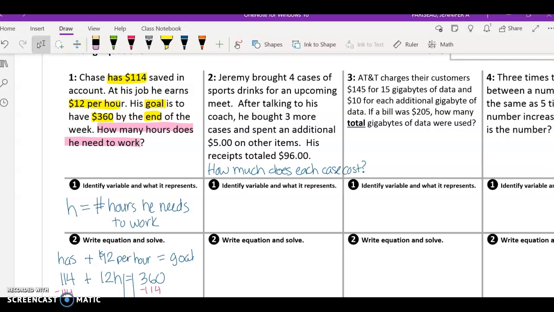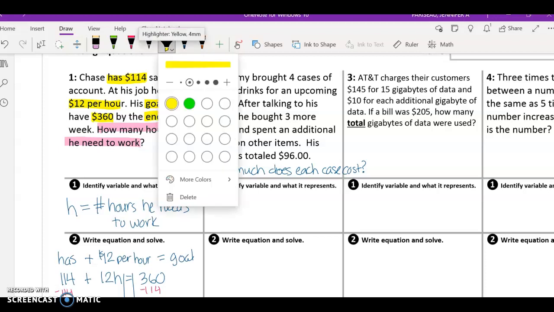Again, I encourage you to pause the video and try the first 2 steps on your own, and then press play to see if we agree. Now, the one thing is I did forget to type the question there, so you might want to have that written in. How much does each case cost?